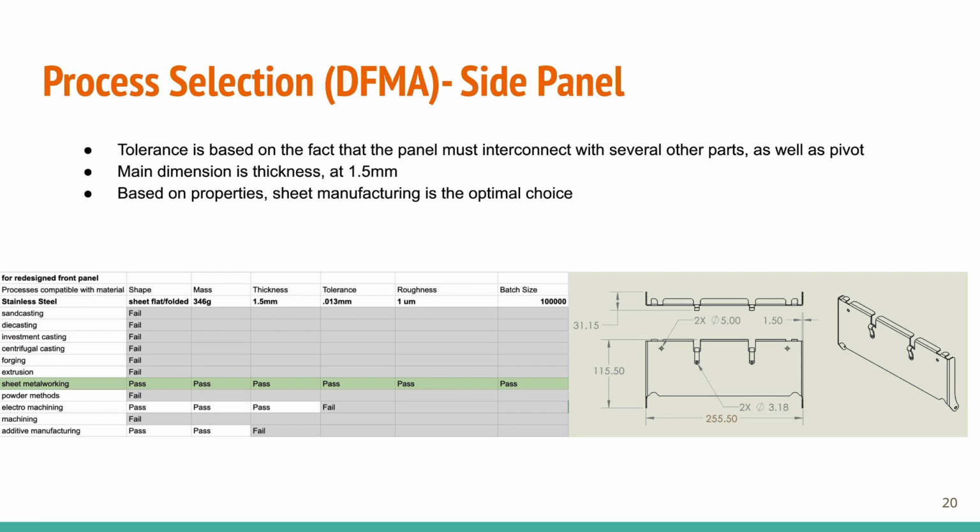For the side panel, we base our tolerance on the fact that this must fit between several other parts and it has to pivot between them. With this in mind, we decided on a tolerance of 0.013 millimeters, which is relatively small. The main dimension again here is the thickness, which is 1.5 millimeters, standard sheet metal. Based on these properties, sheet manufacturing is the optimal choice. If you look at the process selection matrix, this is evident.